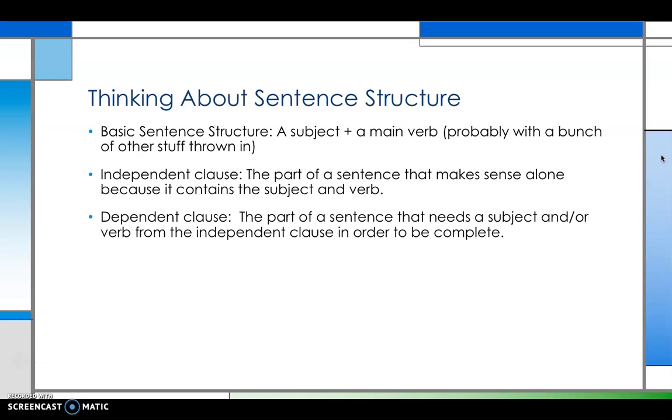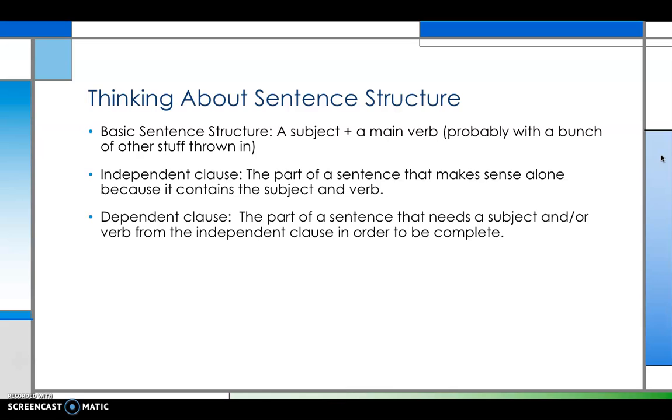The first thing you should know about sentence structure is a sentence to be complete requires, at the very least, a subject and a main verb. So this might be something like the old reading books. Spot runs. Now, as you move beyond those basic reading books and become the people you are now, you've added a bunch of other stuff in. And that tends to be where sentence structure gets more complex.